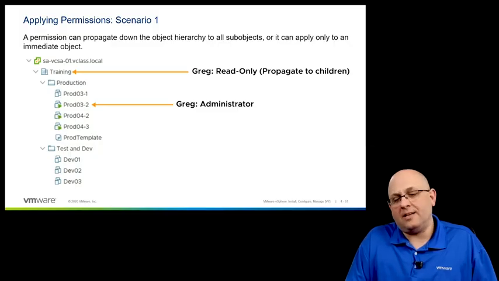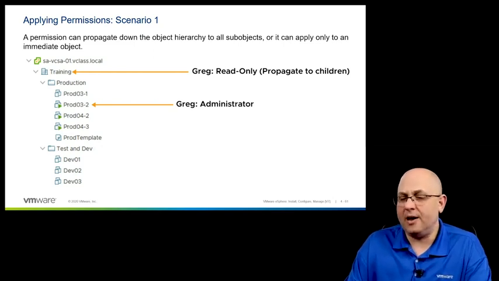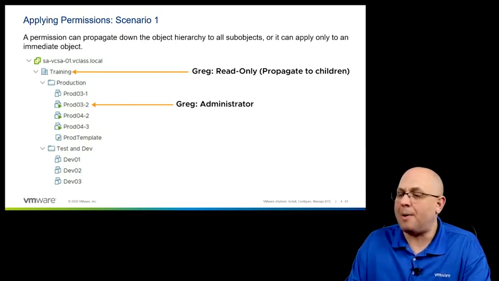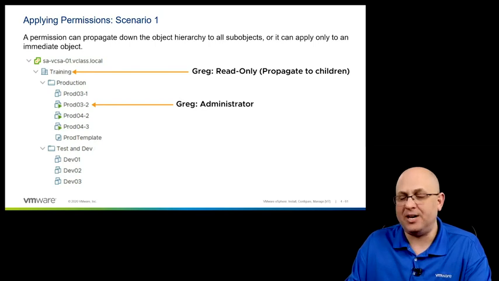So let's look at a few scenarios that show us how permissions might apply. And this teaches us a little bit about the rules of permissions in vCenter under certain very specific conditions. We're going to read the rule here and then talk about how it applies. So in this first scenario, we see that a permission can propagate down the object hierarchy to sub-objects, or it can apply only to an immediate object.